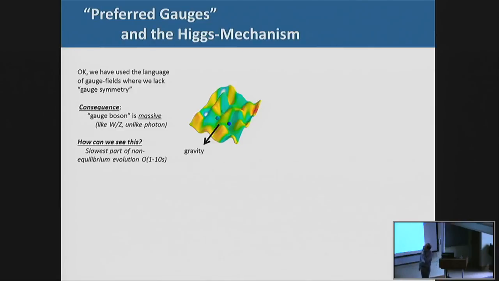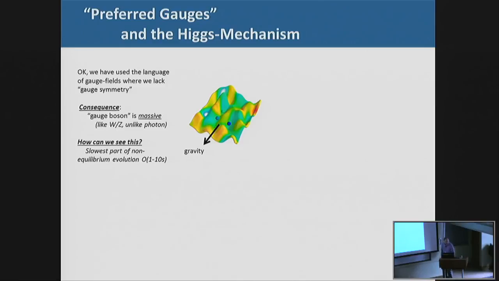A very simple thing that we can do is just look at the non-equilibrium dynamics of atoms which are cooled in this very bumpy environment. And one of the consequences of the fact that we started from something that really didn't have gauge symmetry in the first place is that we would expect that our gauge bosons are massive, which is to say they're like the W and Z particles, that they carry mass, and they are unlike the photon, the gauge boson for the U(1) symmetry.